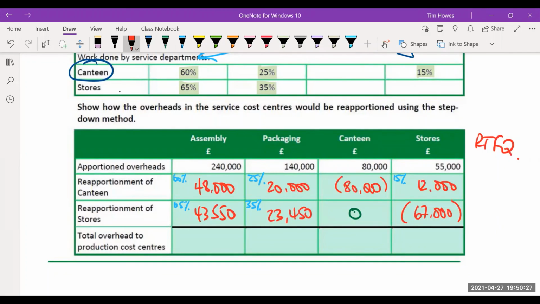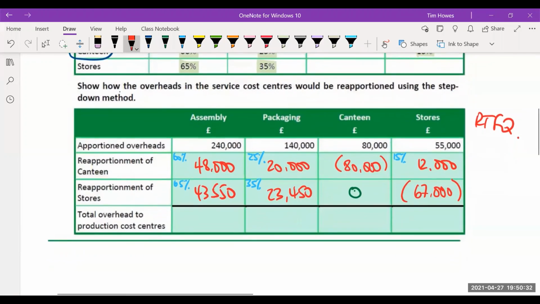Okay. And so once, just check, of course, that it adds across. And so we add them up. And when you add these columns up, 240 plus the 48 plus the 43,550, this one, I think, comes to 331,550. The packaging has got 140 plus another 20, that's 160, plus another 23, it comes, I think, to 183,450. RTFQ, see what they want. These should be 0 because you have reapportioned them.